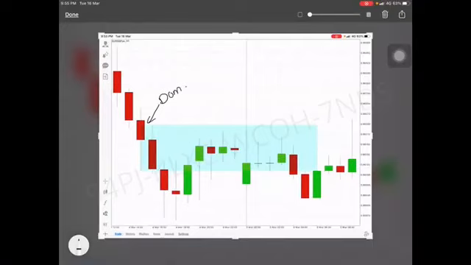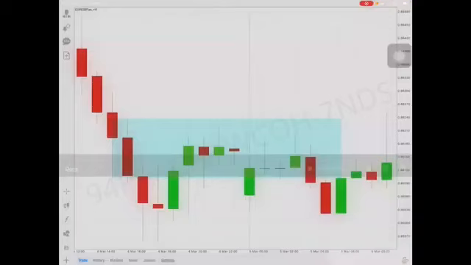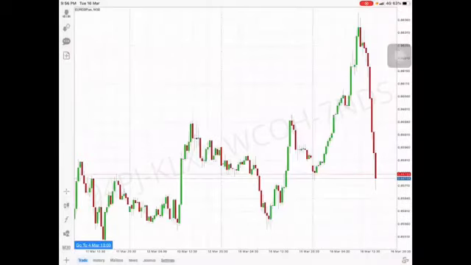So now we are on time frame H1. From H1, where do we go? M30. Yeah, so we go to M30. What are we looking for in M30? We are looking for engulfing, or EF, or sideways. Sideways means that it has more than 2 candlesticks. All right, now we go to M30.